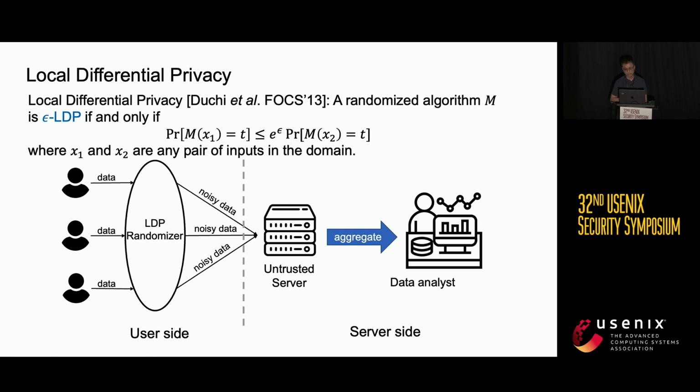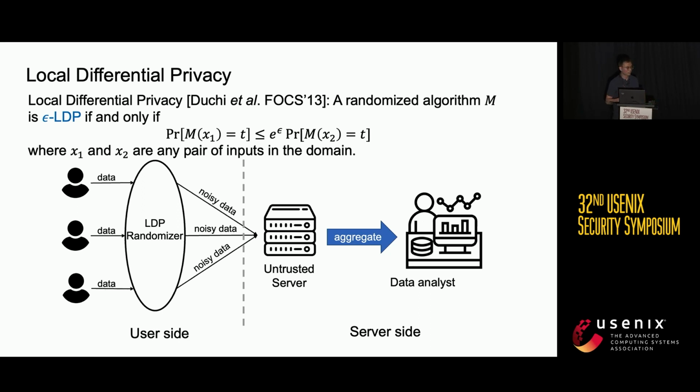Formally, we have this randomized algorithm. We say it's epsilon-LDP if and only if for any two inputs x1 and x2, the probability of outputting the same result t is upper bounded by e to the power of epsilon. The epsilon is the privacy budget. We can tweak it, and usually a smaller epsilon means we can provide better privacy protection by injecting more noise. So there's a trade-off between privacy and utility.